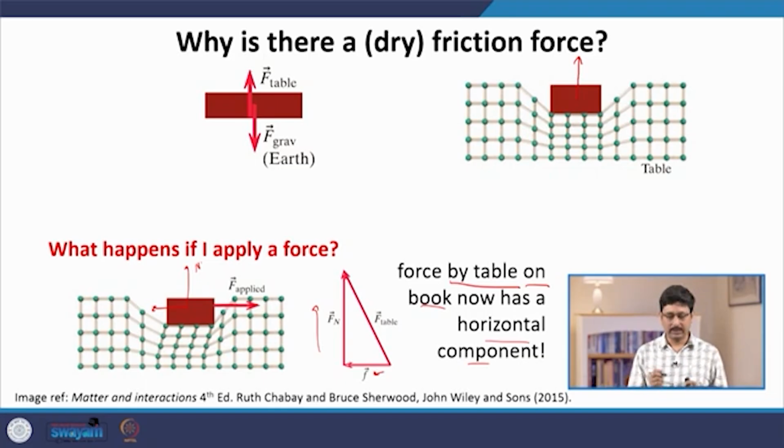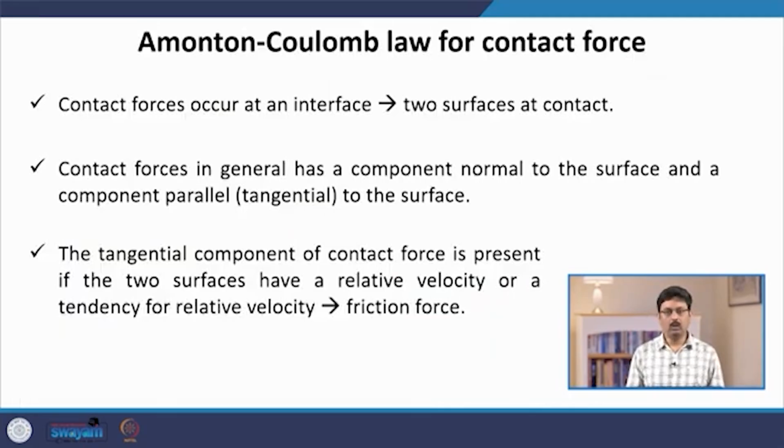So, a contact force in general between two solid surfaces in contact has two components, one which is perpendicular to the surface of contact, and a second which is horizontal to the surface of contact. By convention, the perpendicular component is called the normal force and the horizontal component is called friction. So, this contact force in general has a component normal to the surface and a component parallel or tangential to the surface.